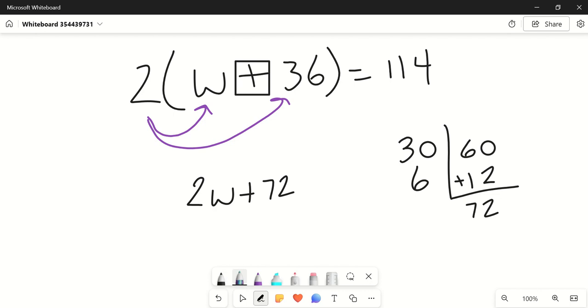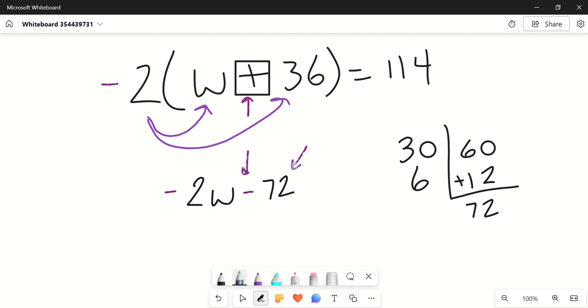I'm going to get on my soapbox for a second here. Pretend this 2 on the outside was negative instead. When I distribute negative 2 times W, it's negative 2W. And when I distribute negative 2 with 36, it becomes negative 72. And that's when this would become minus 72 instead. You do not carry over this operation. The operation down here depends on the value of the second term.